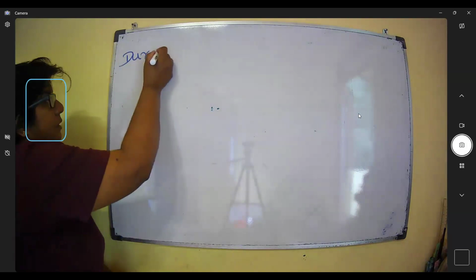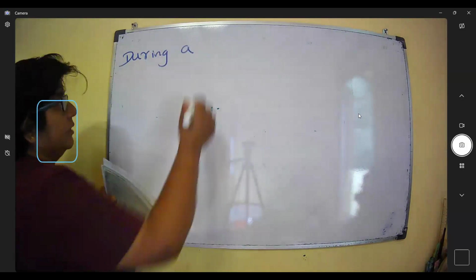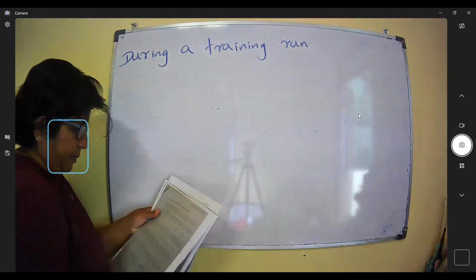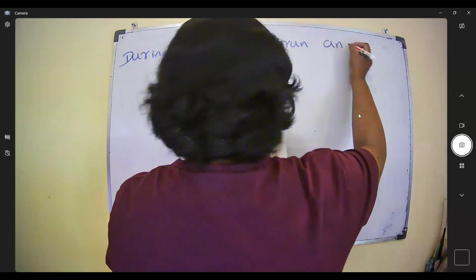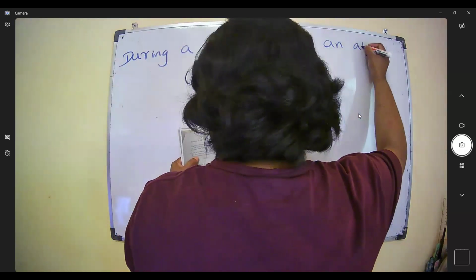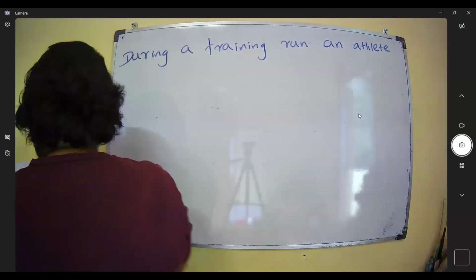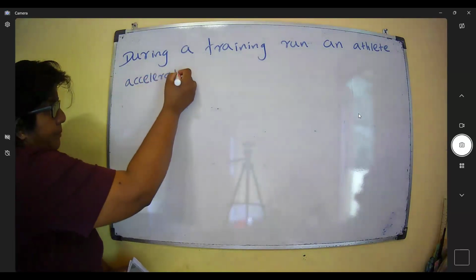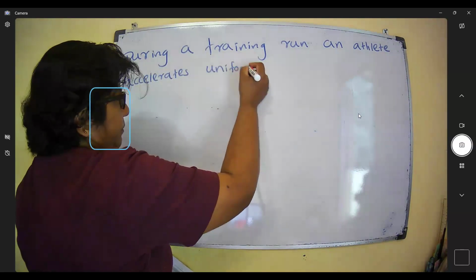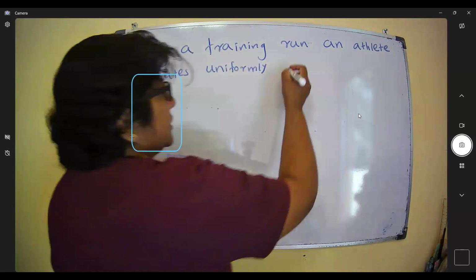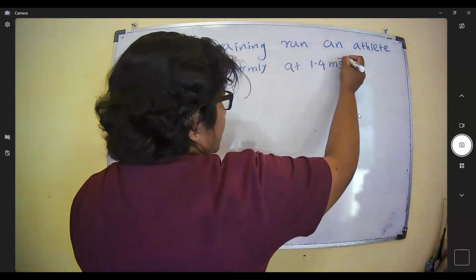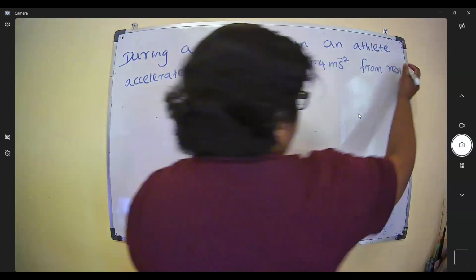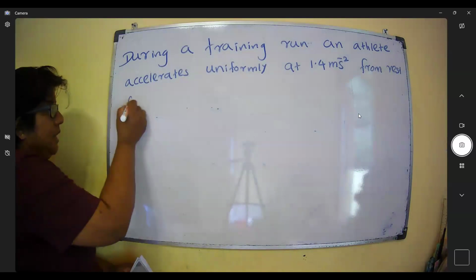During a training run, an athlete accelerates uniformly at 1.4 meters per second squared from rest for 10 seconds. Time is 10 seconds.